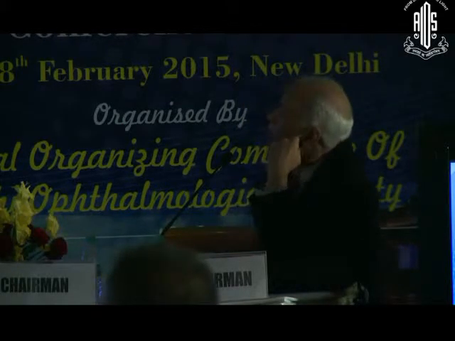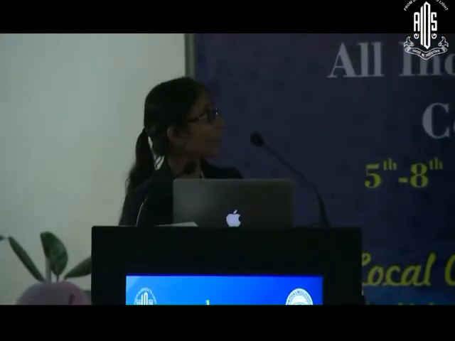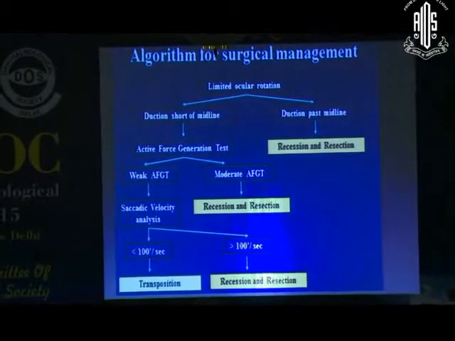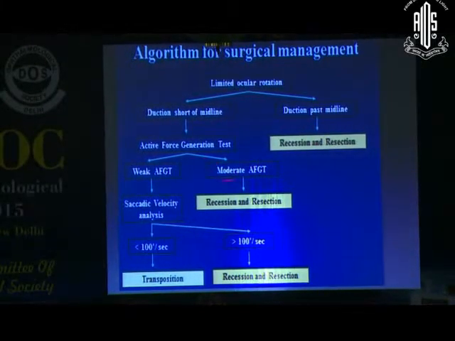And the algorithm which we follow is we should always look for the ocular rotation. If the duction is past midline, that means the eye is coming up to the midline, then you go for RNR procedure. But if it is short of midline, do an AFGT. If there is a weak AFGT and saccadic velocity analysis is less than 100, then you should go for a transposition procedure. And if the AFGT is moderate, you should go straight away for the RNR. And if the saccadic velocity is more than 100, then also you can go for RNR.